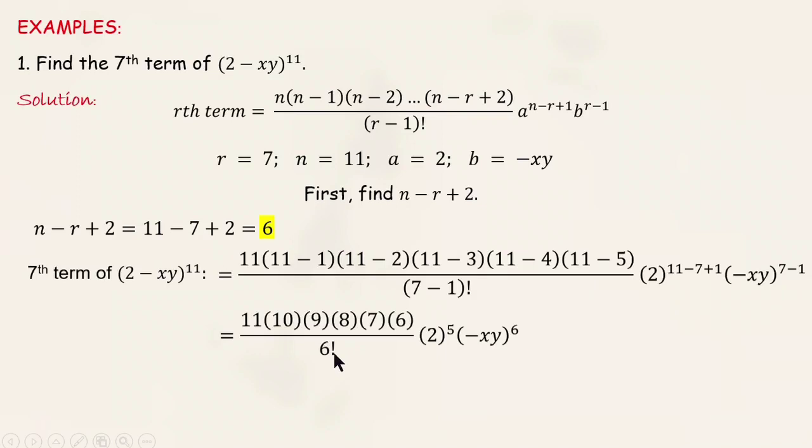332,640 divided by 720 is equal to 462 times 2 raised to 5, which is equal to 32, times negative xy raised to 6, which is x raised to 6 times y raised to 6. Multiply the constant terms. 462 times 32 is 14,784, and copy x raised to 6 times y raised to 6. Thus, the seventh term of 2 minus xy raised to 11 is 14,784 times x raised to 6 times y raised to 6.